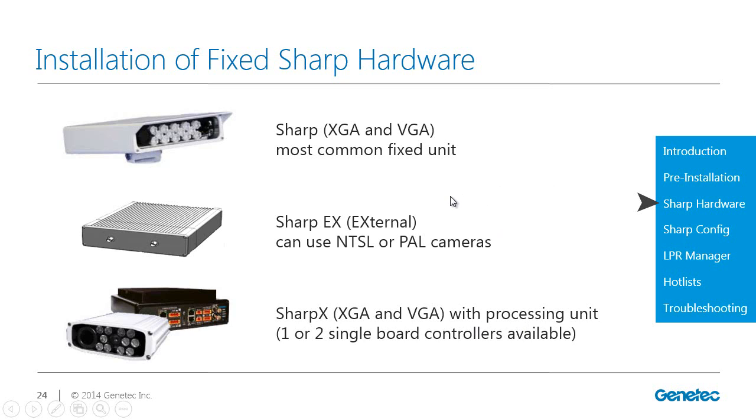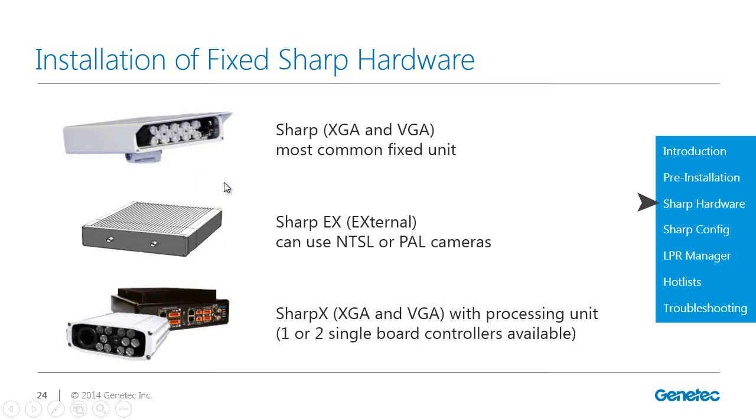So there are basically two kinds of Sharp systems: the standalone Sharp camera unit, like these two right here, and the Sharp X system. Now when we just say Sharp, we are usually referring to the standalone Sharp camera like this one here. And this is actually the one that you'll find most commonly used for fixed installations.